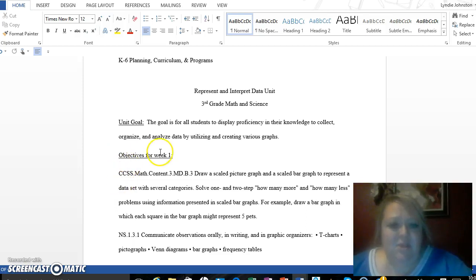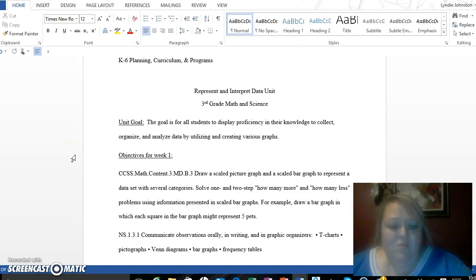My unit is on representing and interpreting data for third grade math and science. My unit goal is for students to display proficiency in their knowledge to collect, analyze, and organize the data by utilizing and creating various graphs.